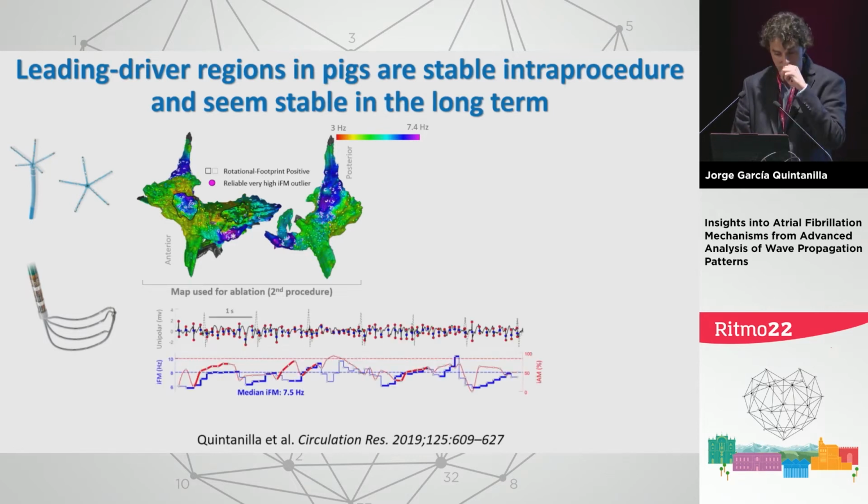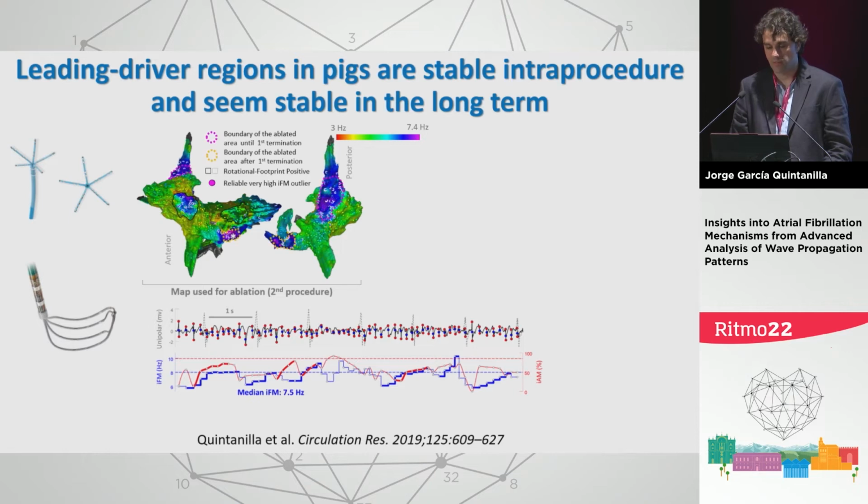Now you can see the fastest and therefore the highest hierarchy signal in the whole atria. It was located at the coronary sinus and displayed clear amplitude and frequency modulations, which indicated that there were 1 or more rotors in the surroundings. These leading driver regions were ablated and persistent AF terminated and was no longer sustained on reinduction.